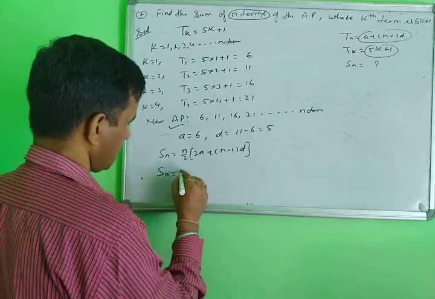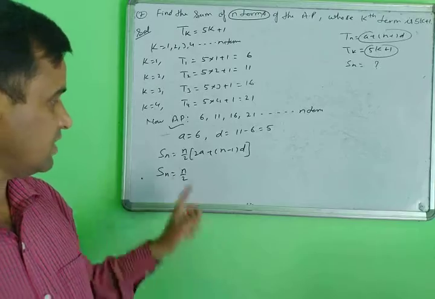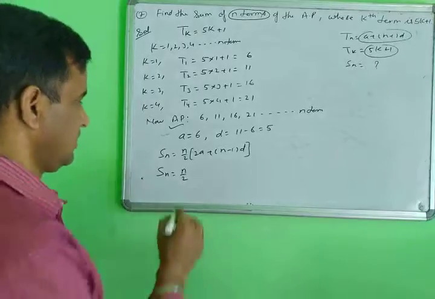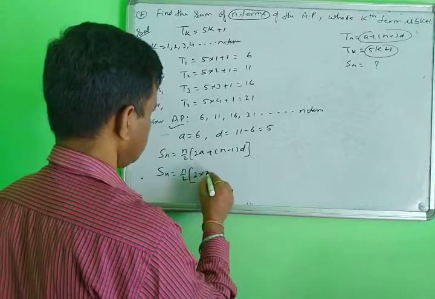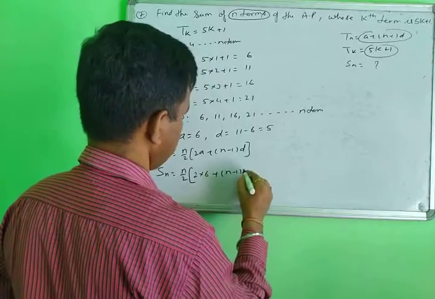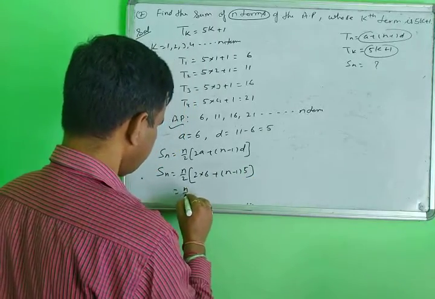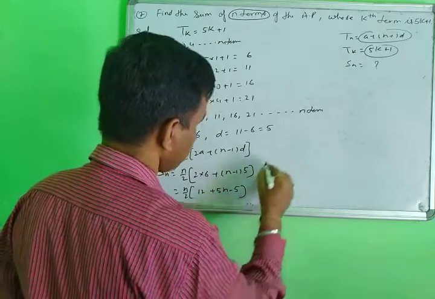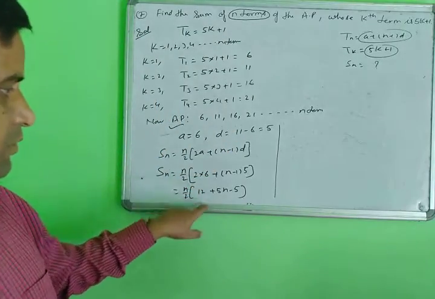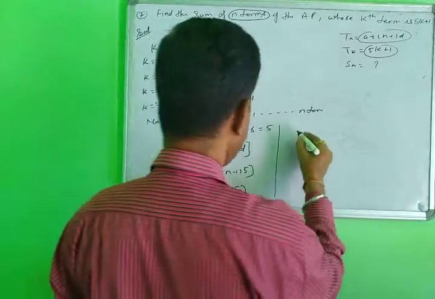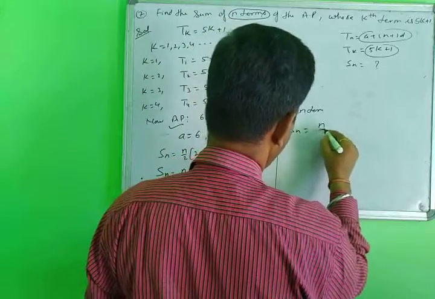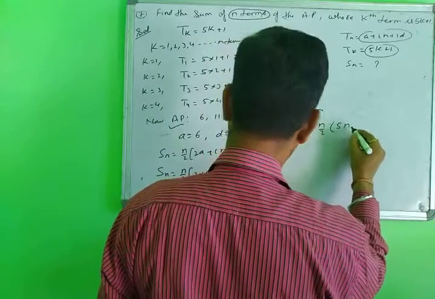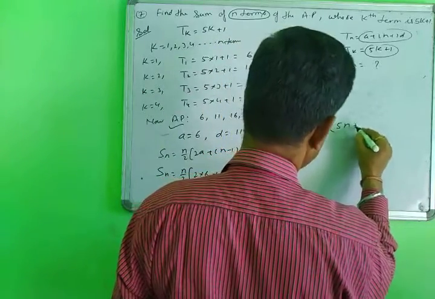Now Sn equal to n upon 2. This n will not change because you are finding the sum of the n terms. Then 2 into 6 plus n minus 1 into d, where d means 5. So n upon 2 into 12 plus 5n minus 5. What result comes? Sn equal to n upon 2 into 5n plus 12 minus 5, that is 5n plus 7.